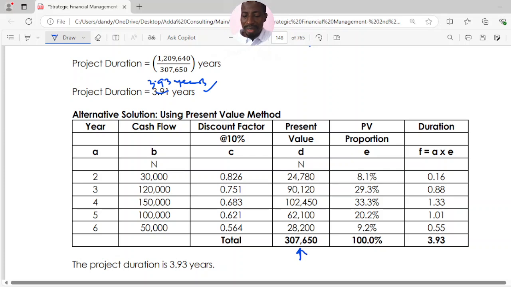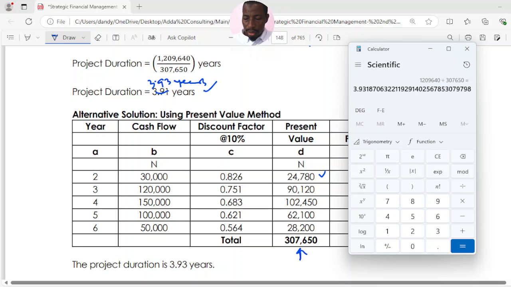Therefore, how do I do that? I need to divide the present value of year 1 by the total present value. For example, the year 1 present value is 24,780 divided by the total present value of 307,650. That will give me 0.08 and all of that.